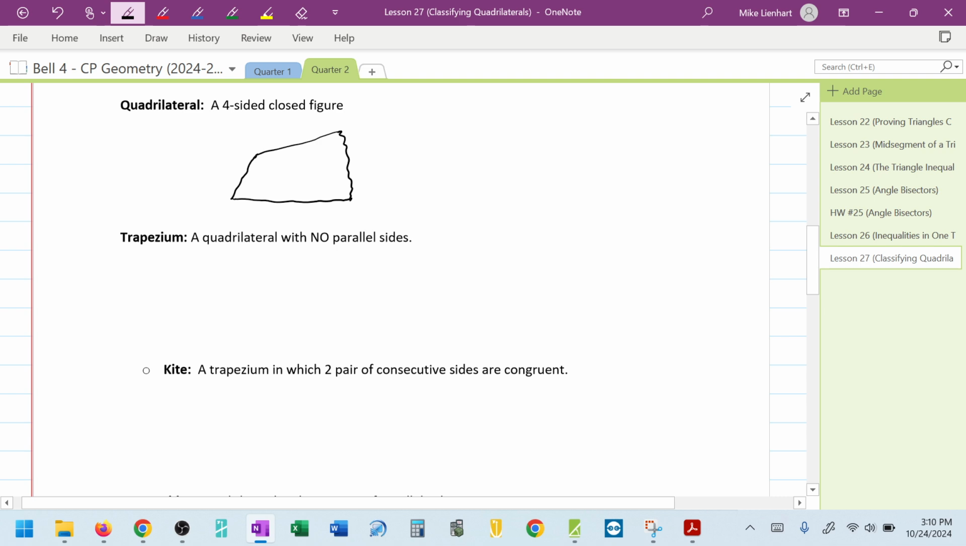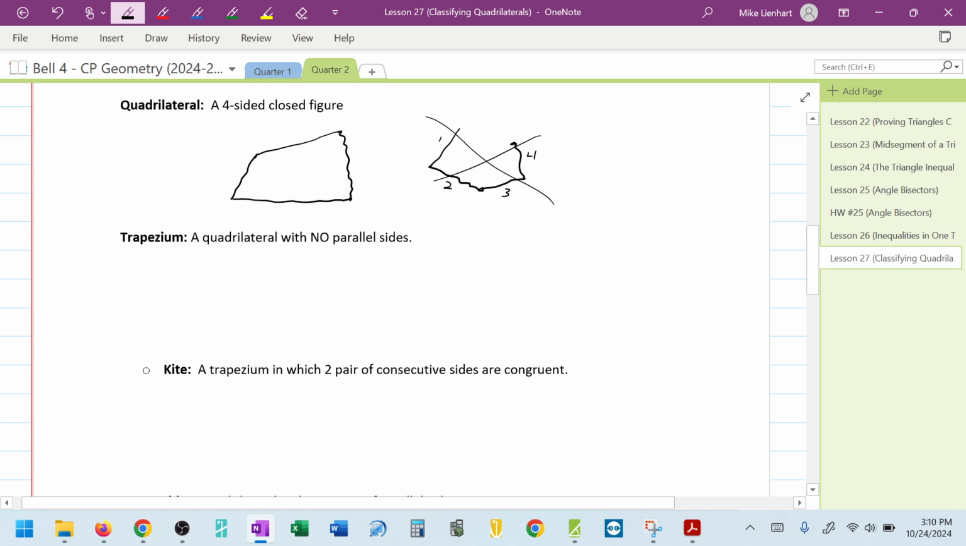All right. What's the difference between closed and not closed? So if I were to sketch this, 1, 2, 3, 4, that has four sides to it. But it doesn't close off, so then that would not be a quadrilateral.